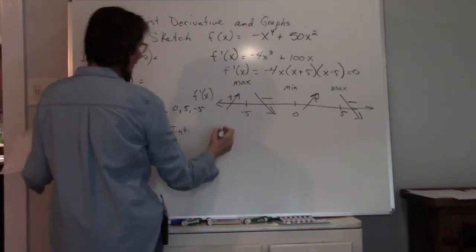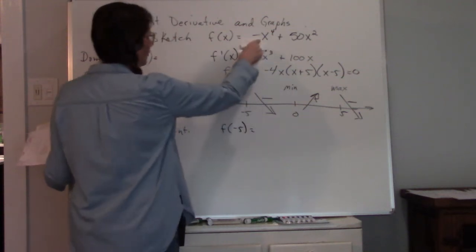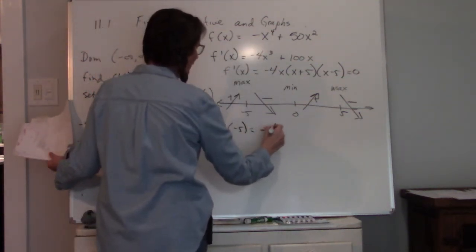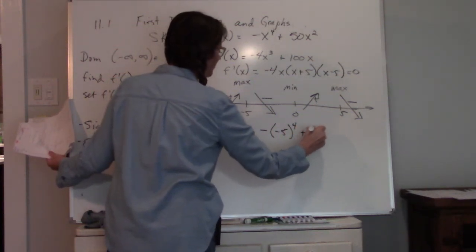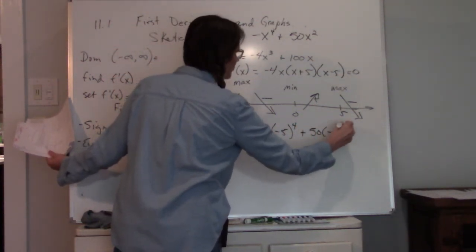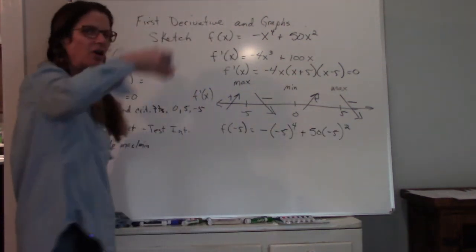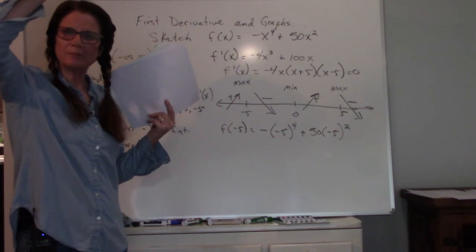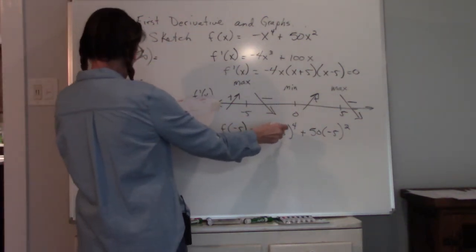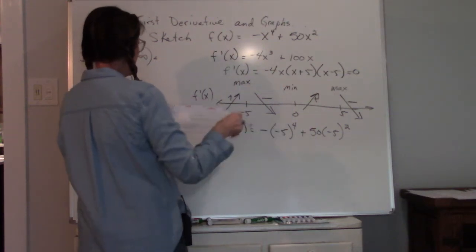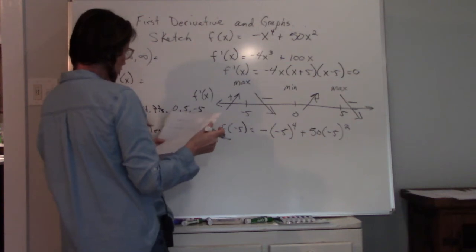So at negative 5, my original function is here. So I have negative 5 to the 4th power plus 50 times negative 5 to the 2nd power. So at negative 5, where on my graph is that maximum? How high up does it go? So when you work this out, I don't have my calculator with me, so I'm just going to cheat a little bit.